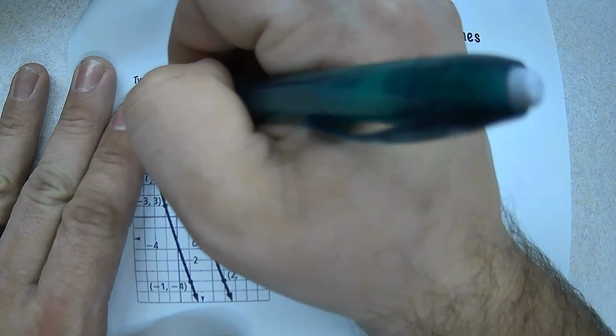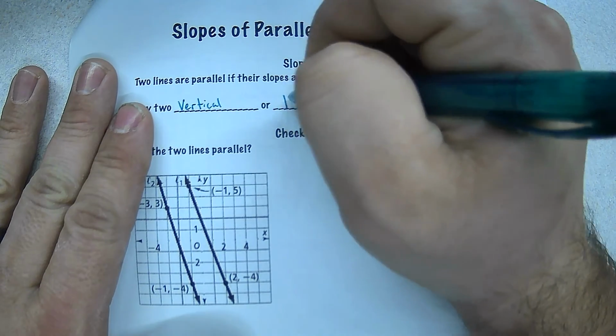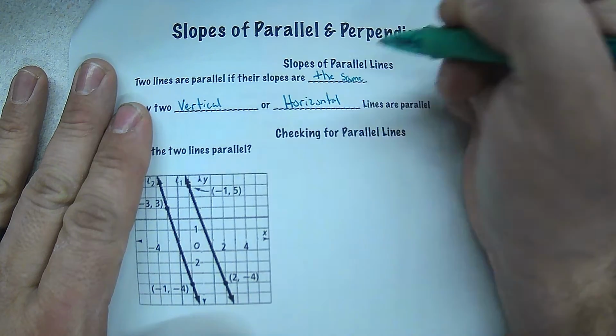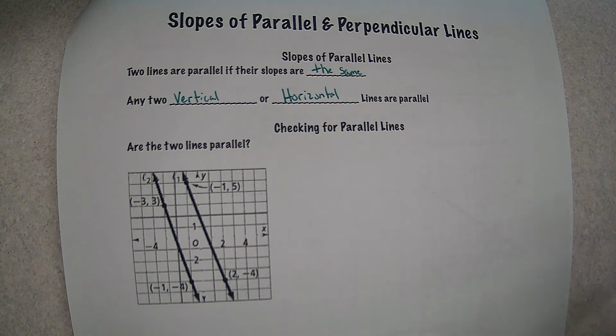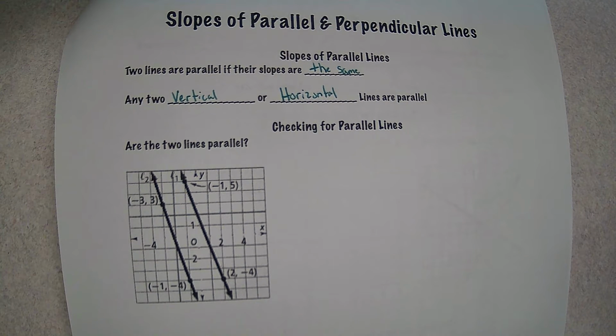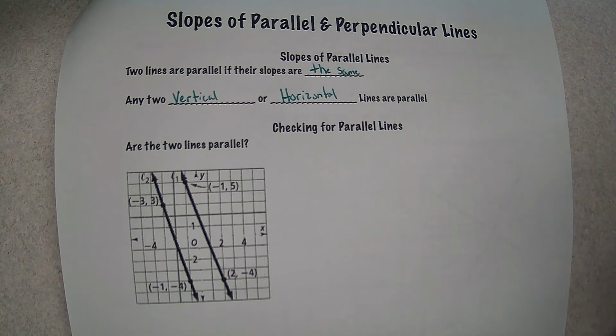Any two vertical lines or horizontal lines are going to be parallel as well. If they're two vertical, that means they both have an undefined slope, so the slopes are the same. And if they're horizontal, the slopes are going to be 0, and so they're also going to have the same slope. So it kind of fits in with that statement that we have up here.